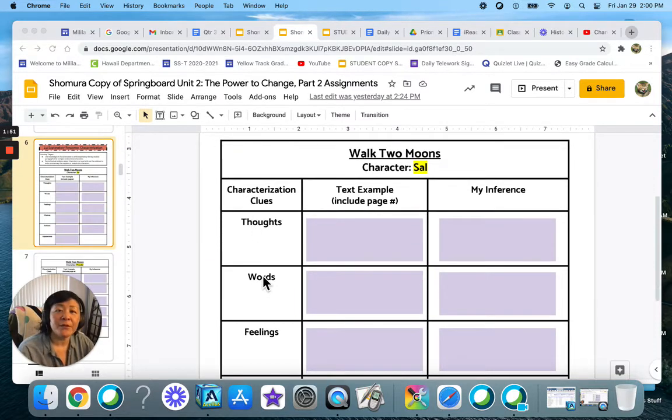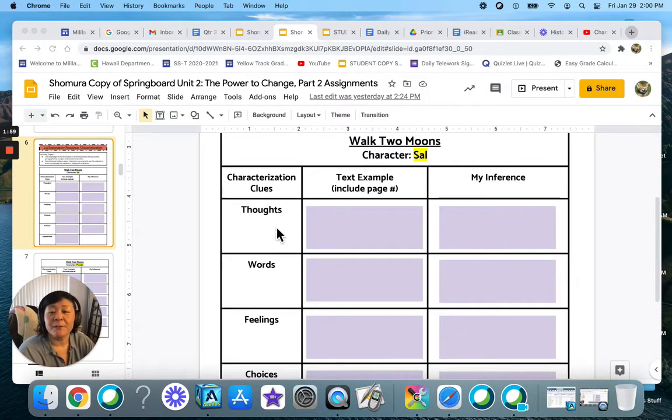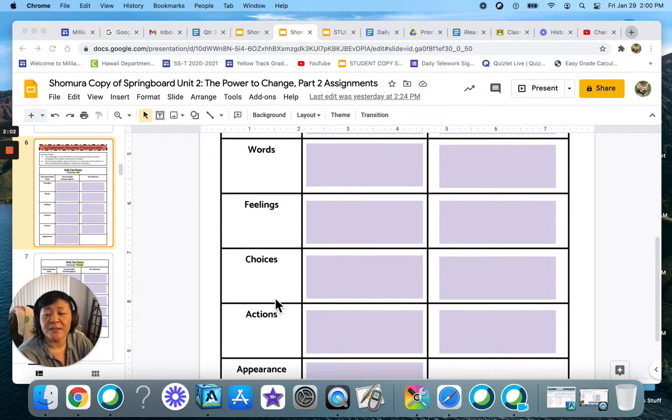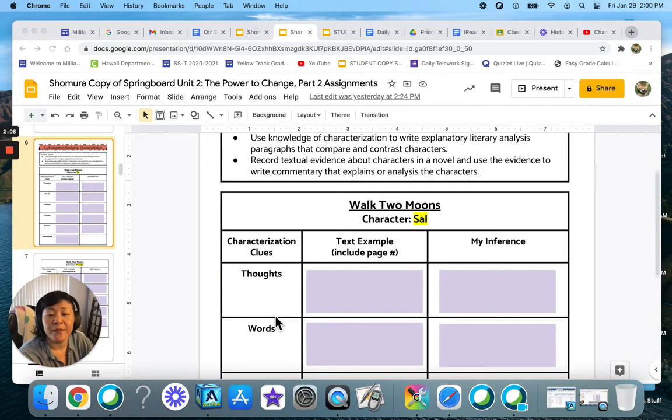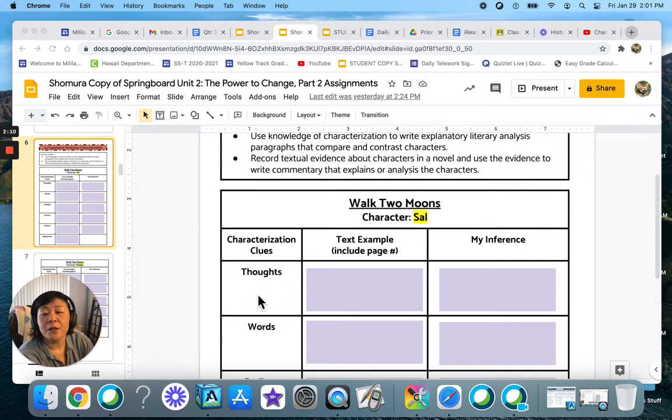If you recall, in our composition book was when we did Tana Eka, and it was the big heart and the big hand and the big foot, and it was talking about the character's thoughts, words, feelings, choices, actions, and appearance. Okay, so you're going to be doing that about Sal. So the first characterization clue is going to be the thoughts. You are going to need to find an example from the story, and you're going to type it out word for word. This is the time you can type it out word for word and include the page number, an example of some of Sal's thoughts.